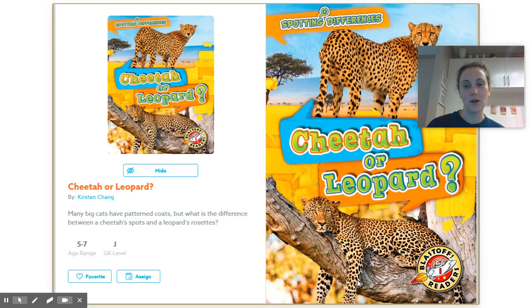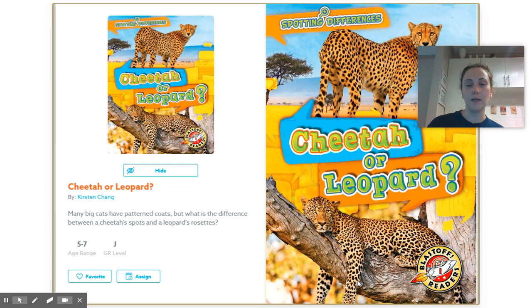This week we have been working hard on comparing and contrasting an informational text. Yesterday I read you two books on epic books. One was about basketball and one was about soccer. And then I modeled how to use a Venn diagram to sort information that we learned from those texts by similarities and differences. Today I'm really excited to share a new book with you called Cheetah or Leopard. And we are going to be seeing if you can spot the similarities and differences between these two big cats and record that information in a Venn diagram.